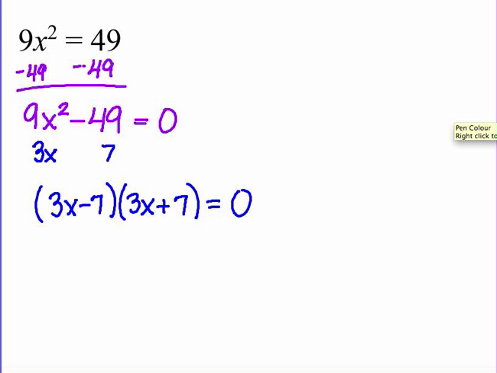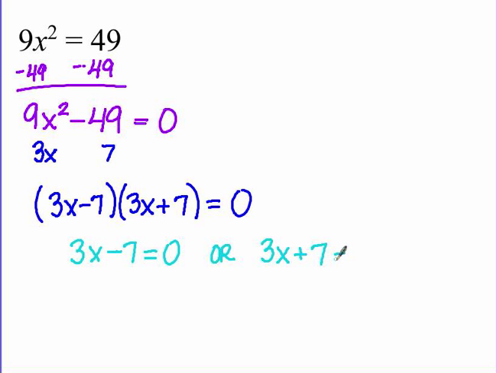So now in order to solve that, either 3x minus 7 equals 0 or 3x plus 7 equals 0. So in order to solve this, first thing I'm going to do is add 7. So I get 3x equals 7. What do you do then? Divide by 3. So what does x equal? 7/3.